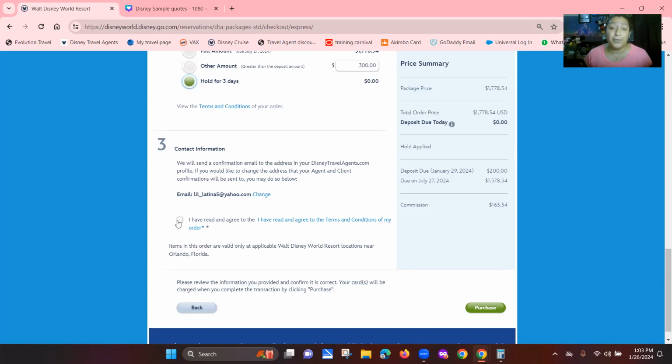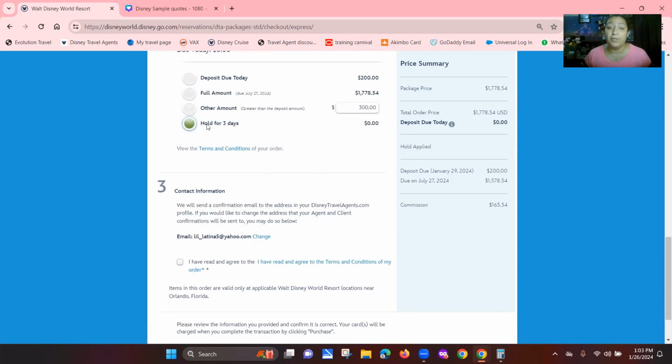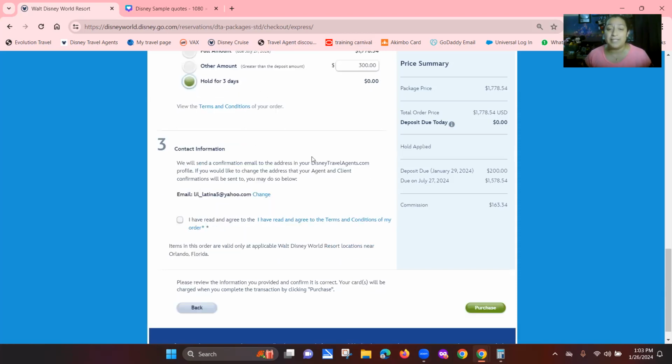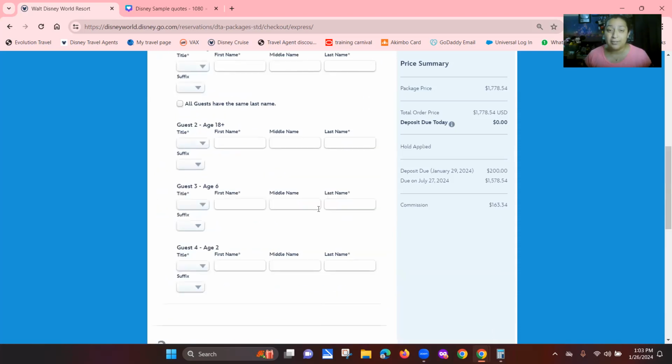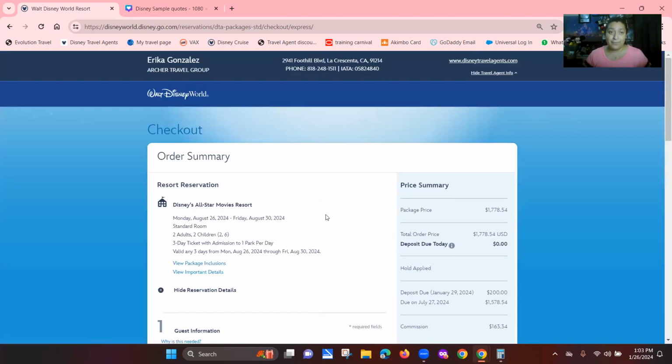Okay, you're going to agree to the terms and go ahead and purchase. Regardless of whether you're holding it for 3 days or they're making the payment, you have to do the purchasing. You have to fill in their information, and that's it. You will get a confirmation number off of it.